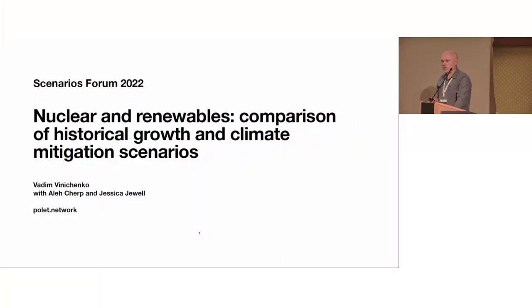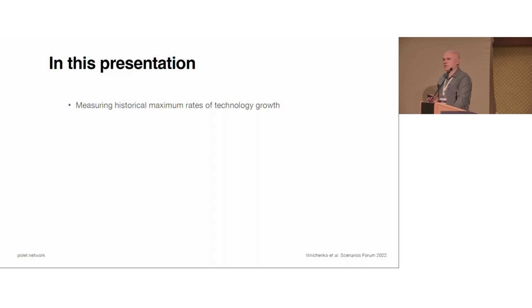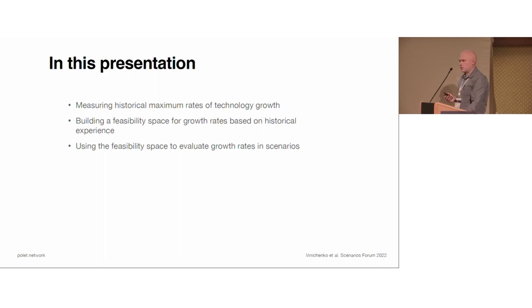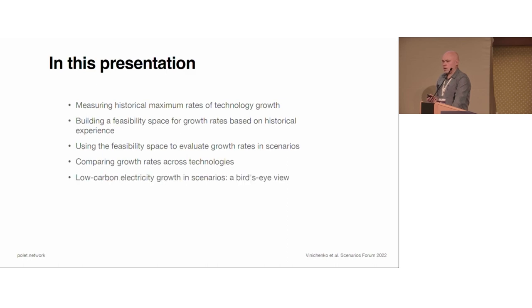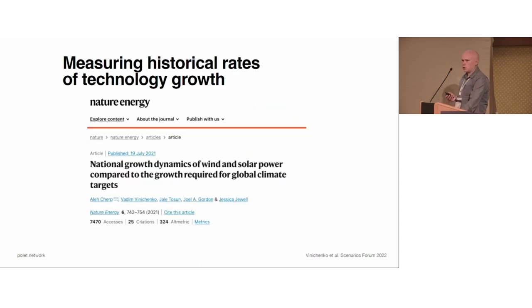Hello. In this talk, I'm going to use historical experience of the growth of three major low-carbon electricity technologies, solar, wind, and nuclear power, to build an outside view on the feasibility of the growth of the same technologies in climate mitigation scenarios. I will start by showing how we measure historical technology growth rates, then how we build feasibility space based on these rates, and how we use this feasibility space to evaluate scenarios. Then I will provide some cross-technology comparisons. I will come up with some broad observations on low-carbon electricity as a whole, and then I will offer some conclusions.